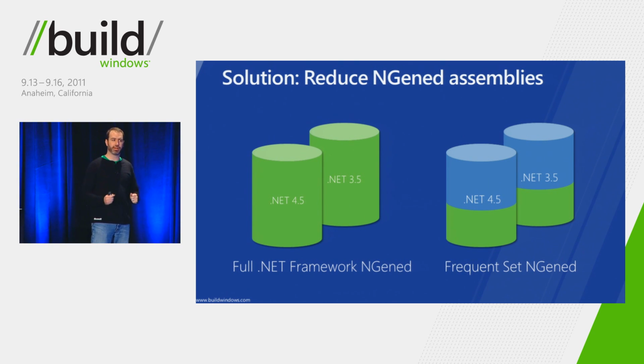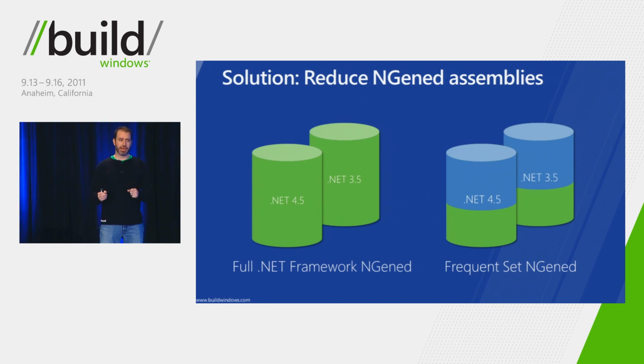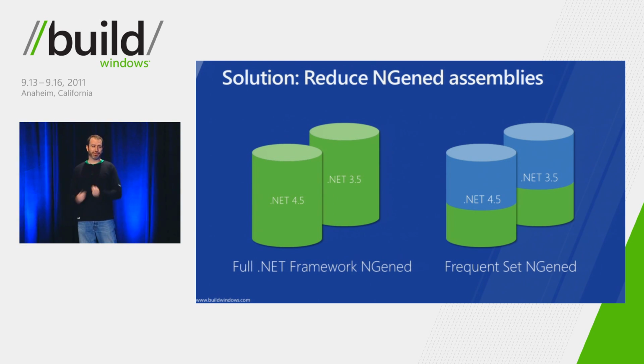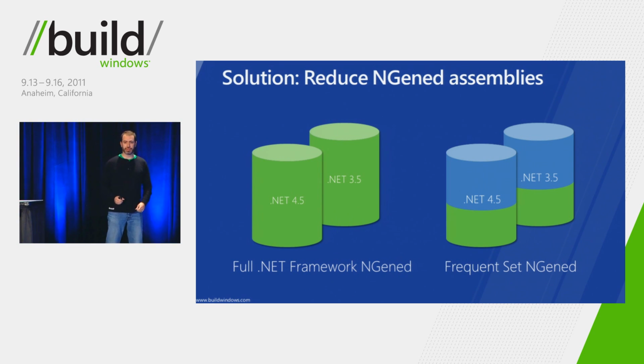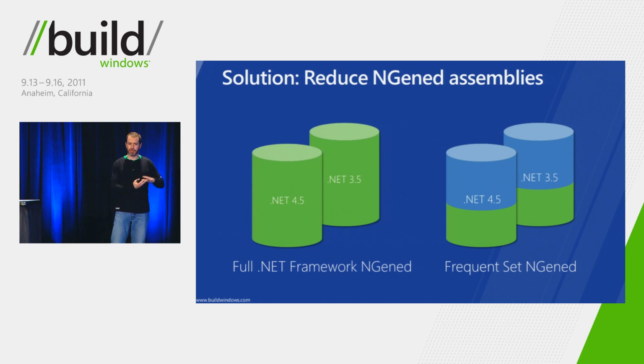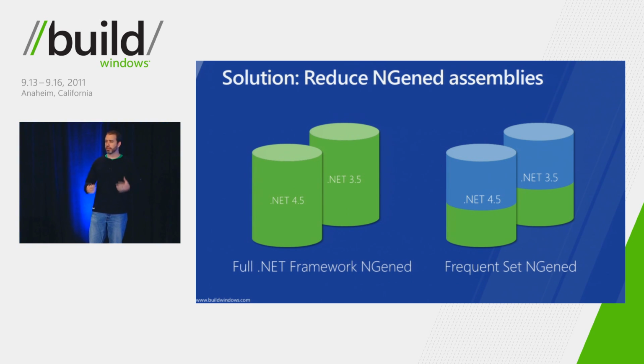So when you install the .NET framework on Windows 8, 4.5 starts with this core set that we call the frequent set engine. And we do the same thing for 3.5. So this core set. So great, we solved that problem. Things are smaller now, but the problem is we've left some performance on the table. The blue there represents the gap between where we used to be and where we are today, and we still need some solution for that.